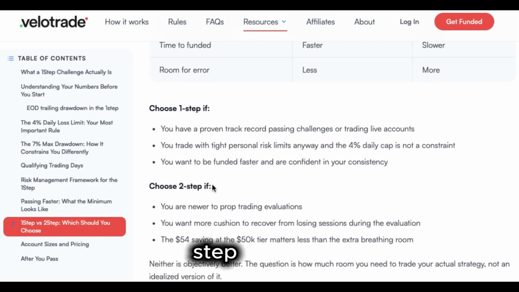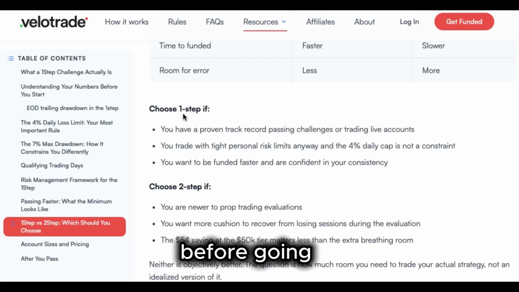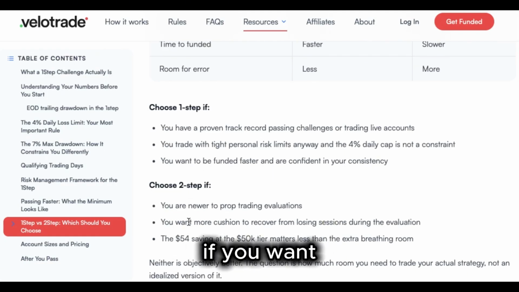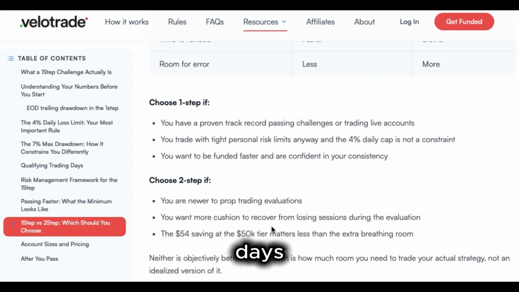Choose the two-step if you're new to prop trading, so you are an absolute beginner and you still have to hone your skills before going to the one-step challenge. If you want to have more caution to recover from losing days, and if you're willing to pay the cost in order to have an extra breathing room.